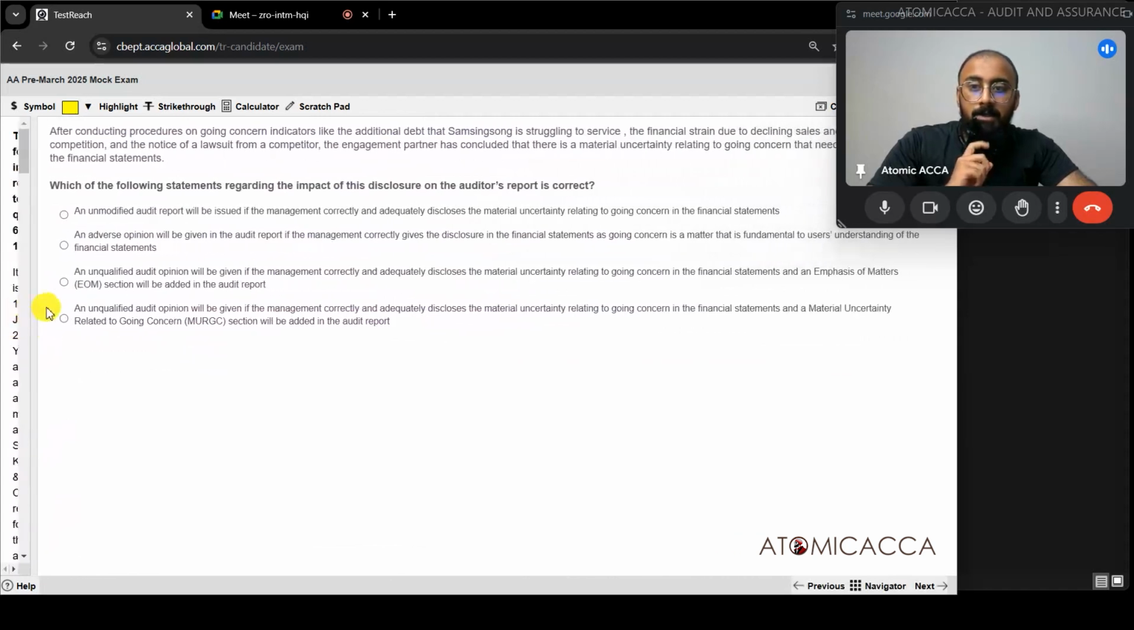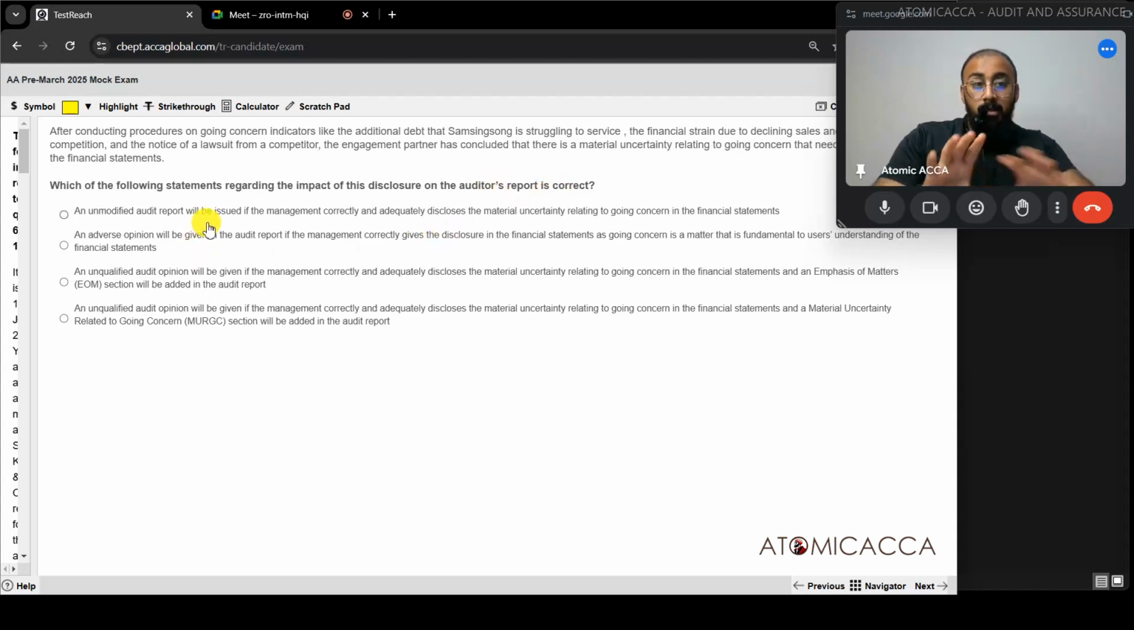After conducting procedures on going concern indicators like the additional debt that the client is struggling to service, financial strain due to declining sales and increased competition, and the notice of a lawsuit from a competitor, the engagement partner has concluded that there is material uncertainty relating to going concern that needs to be disclosed in the financial statements. Which of the following statements regarding the impact of this disclosure on the audit report is correct?